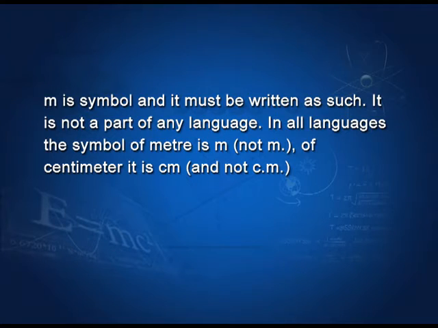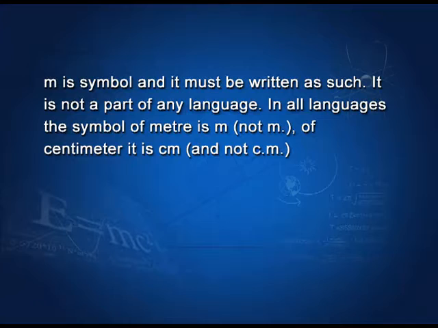I would like to draw your attention to the third column in the previous table, where we have given symbols. m, for example, is a symbol. It is not part of any language. It must be written as such. Distance must be expressed in m. In some places they write meter in their own language. For example, some states in Hindi would write it as meter, me.